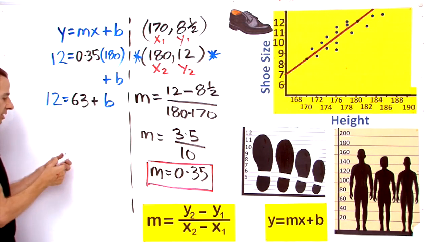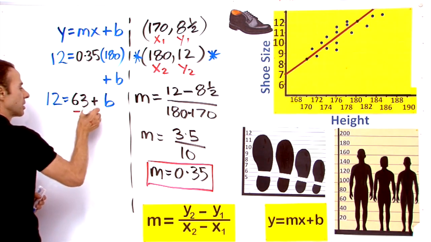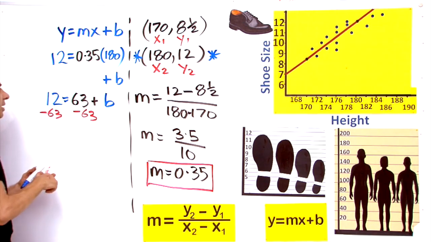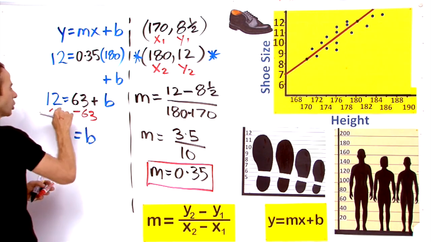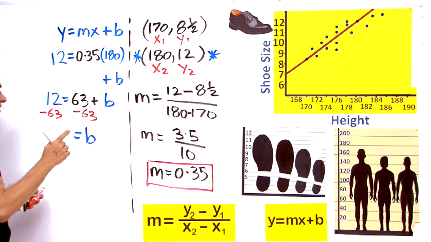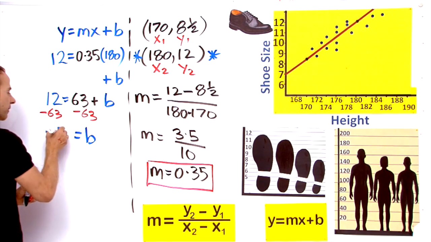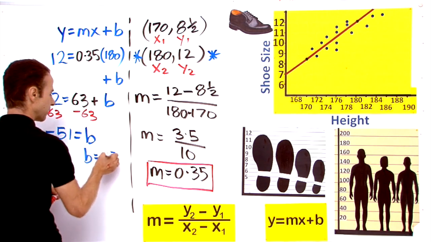Let's subtract 63 from both sides. Take away 63 so we can make b home alone. Minus 63 from that side. So that's going to be 0. So we're left with just b on this side equals 12 take away 63. That's going to give us a negative value. That's going to be negative 51. So b equals negative 51.